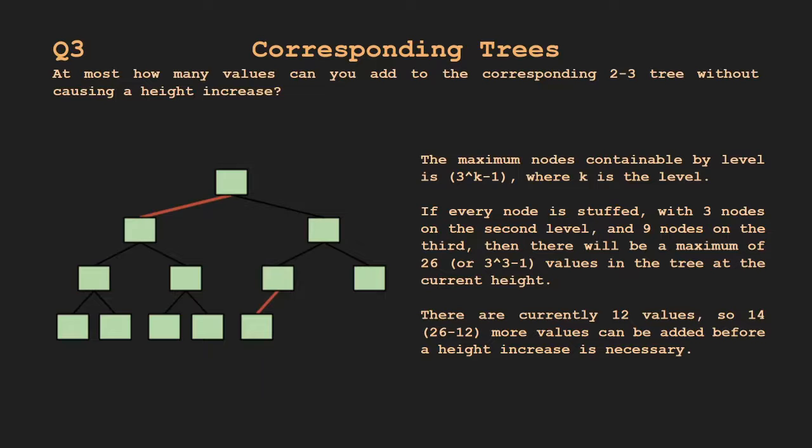How many values can you add to the corresponding 2-3 tree without causing a height increase? Max nodes containable by this level is 3 to the power k minus 1. If every node is stuffed with 3 nodes on the second level and 9 nodes are on the third, then there will be a maximum of 26 at the current height. There's currently 12 values, so you can add 14 more before the height has to increase.